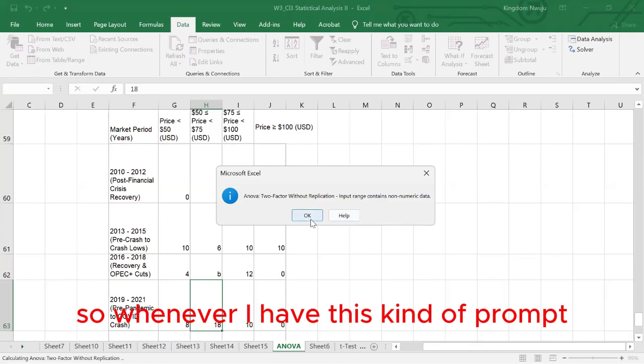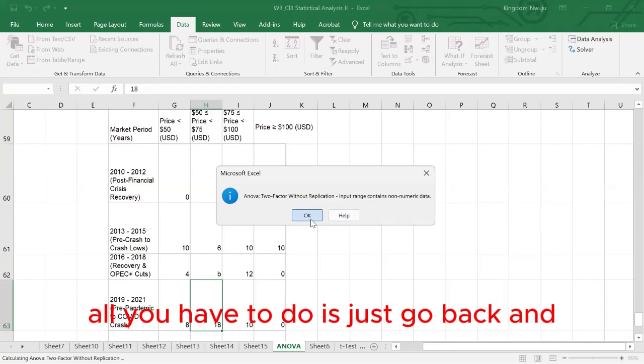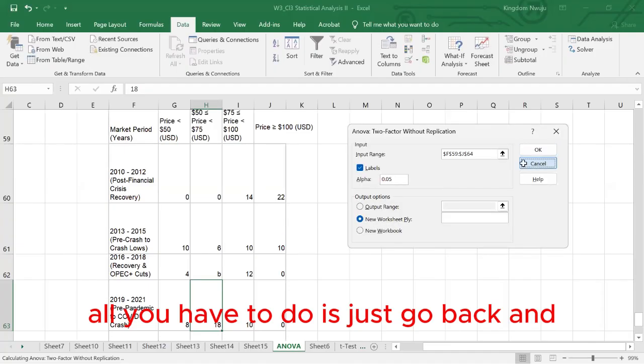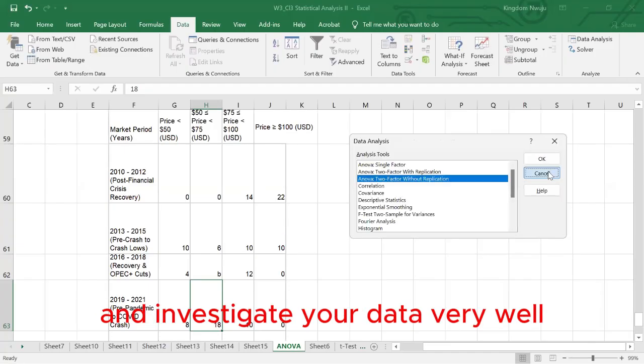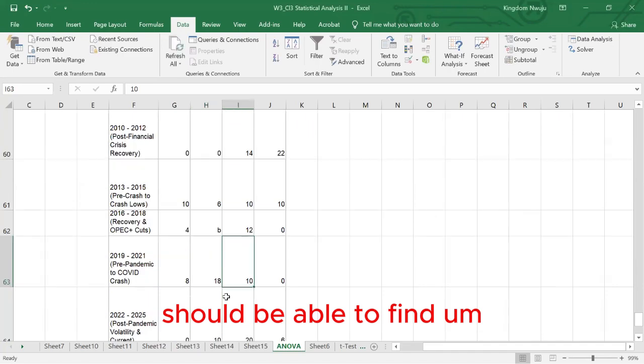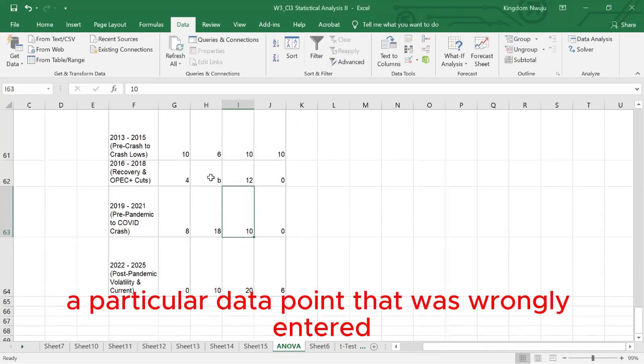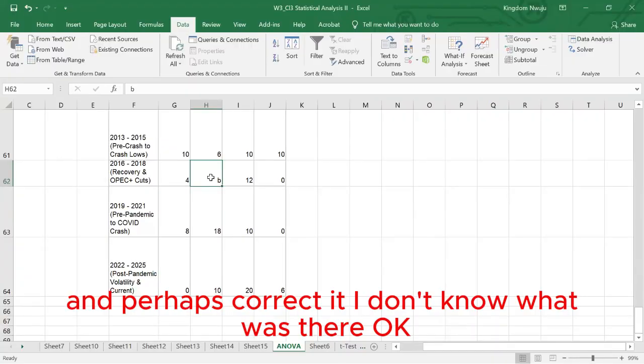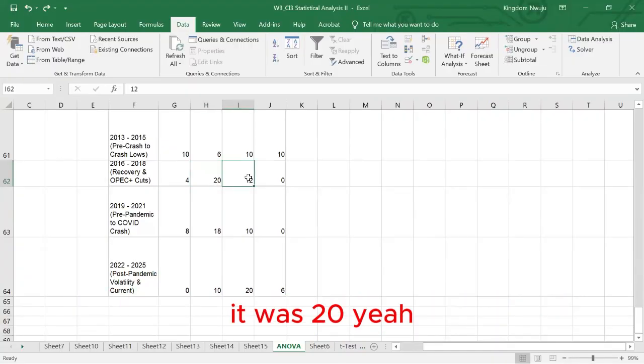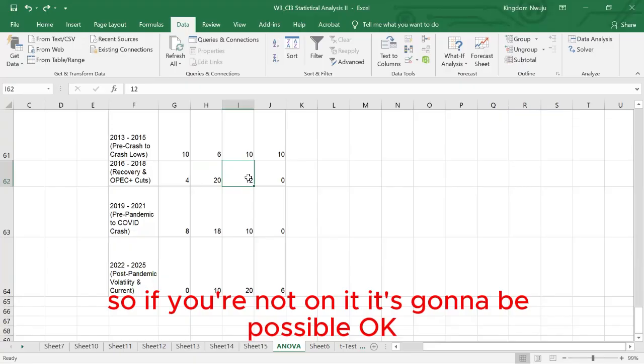So whenever I have this kind of prompt, all you have to do is go back and investigate your data very well. You should be able to find a particular data point that was wrongly entered and correct it. I don't know what was there. Okay, it was 20. Yeah. So if you now run it, it's going to be possible.